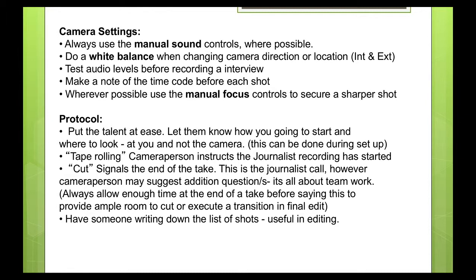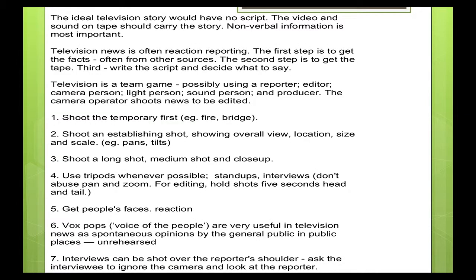Now, writing down a list of shots, that's really your job at the moment. So ideally, a television story shouldn't have a script at all. The video and sound on the tape should carry the story, and non-verbal information is the most important in video journalism. So the first step is to get facts from other sources. The second step is to get footage or tape, and the third is to write the script and decide what to say. Now, if you're working in the broadcast environment, you probably could prepare the script beforehand.